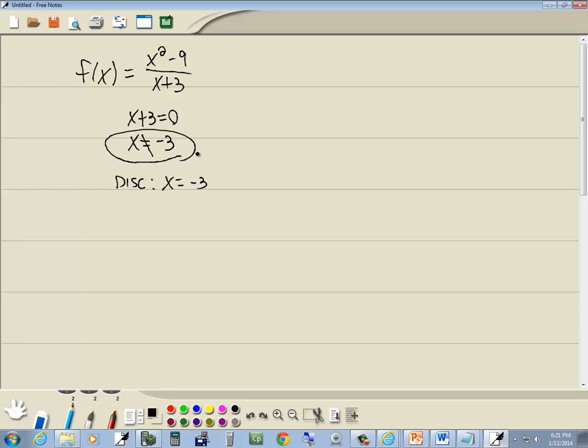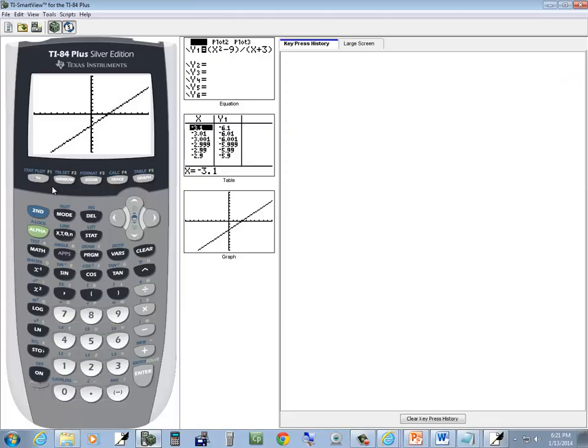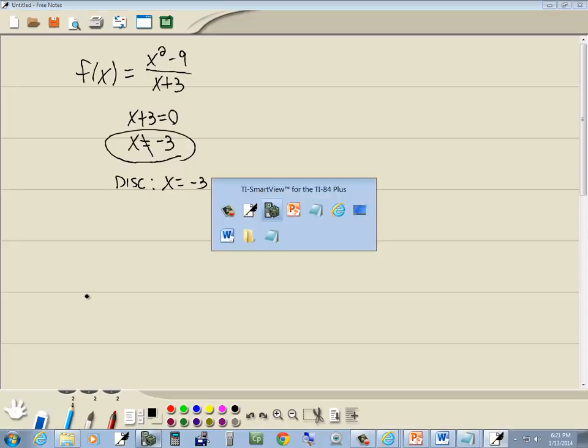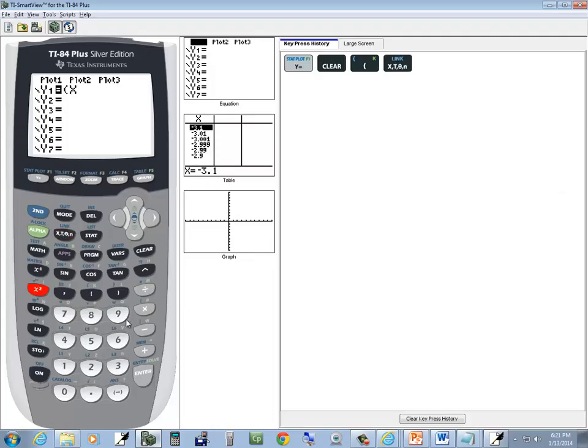Well, let's graph this. I guess I already have it in there. Okay, so press my y equals, press my clear to clear out whatever's in there, do a beginning parentheses, x squared minus 9, close parentheses, divided by, beginning parentheses, x plus 3.